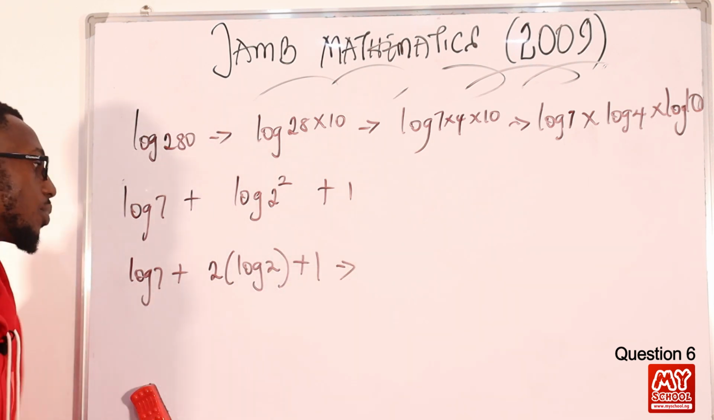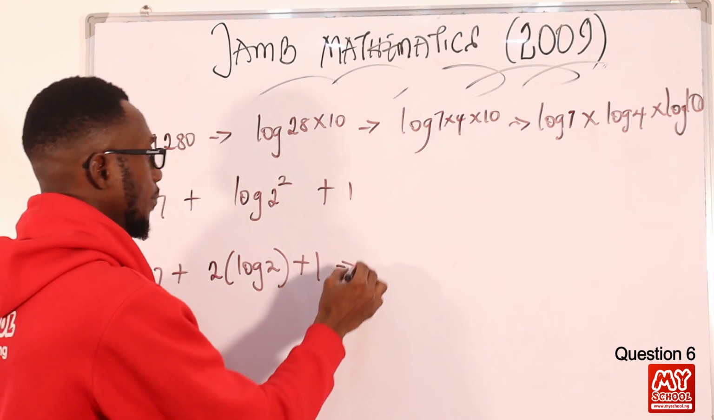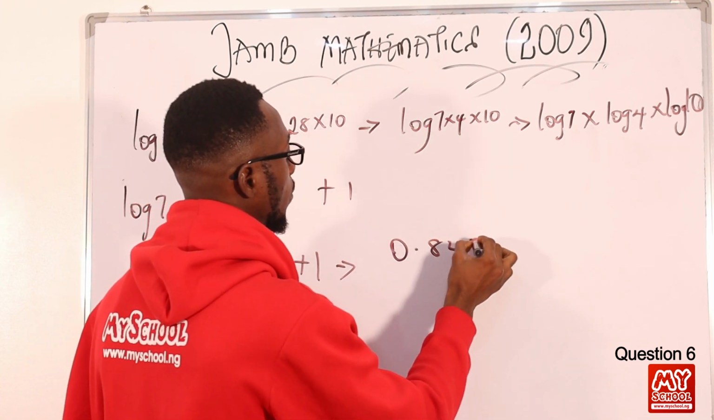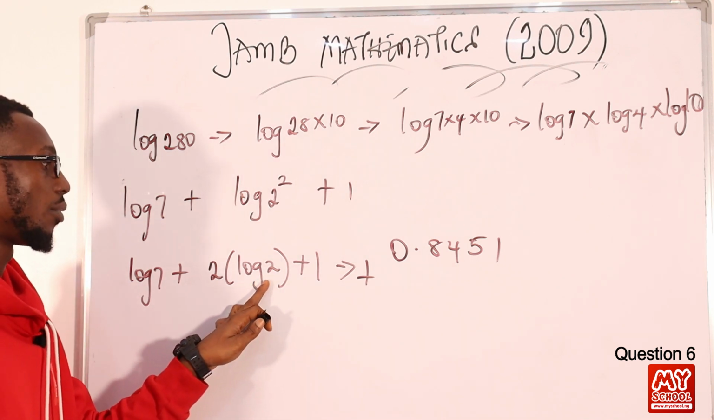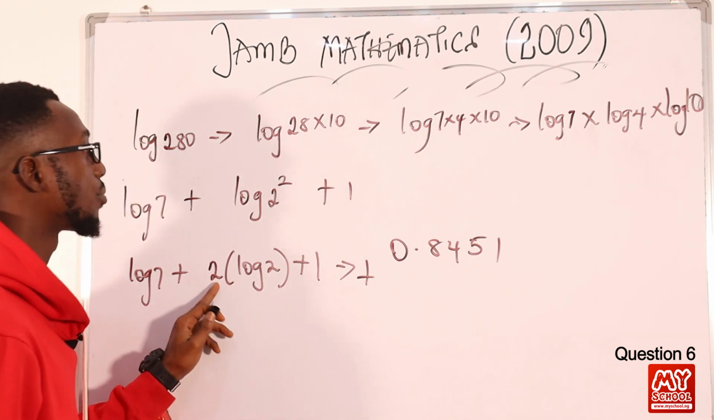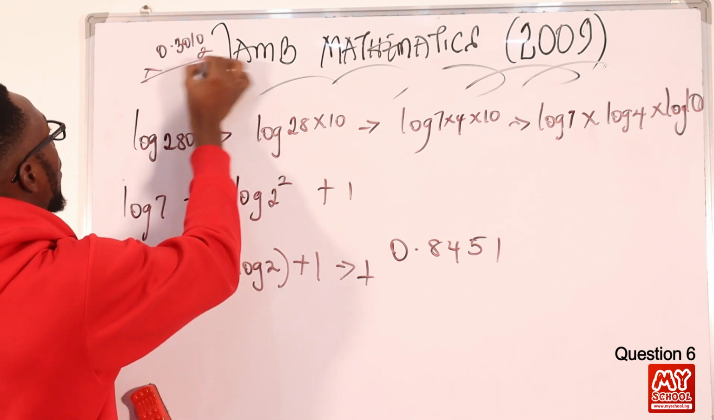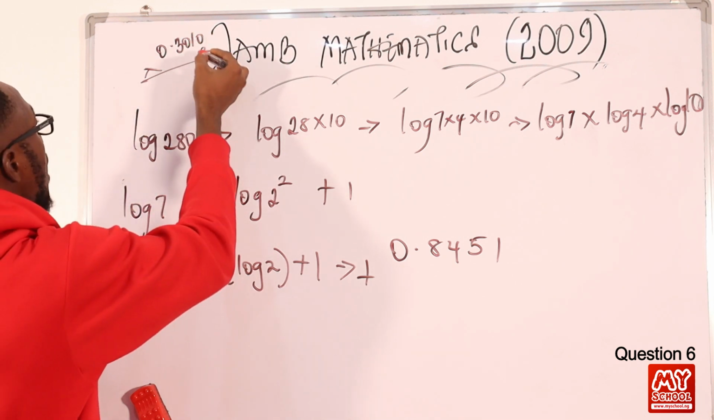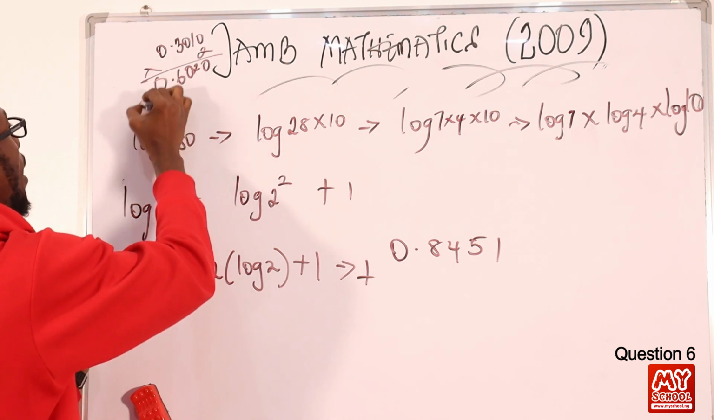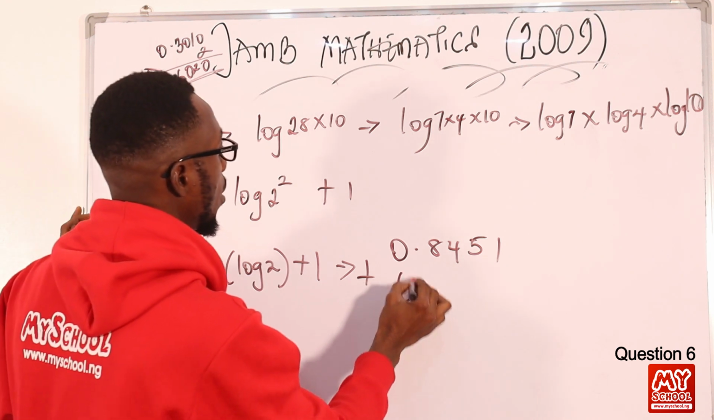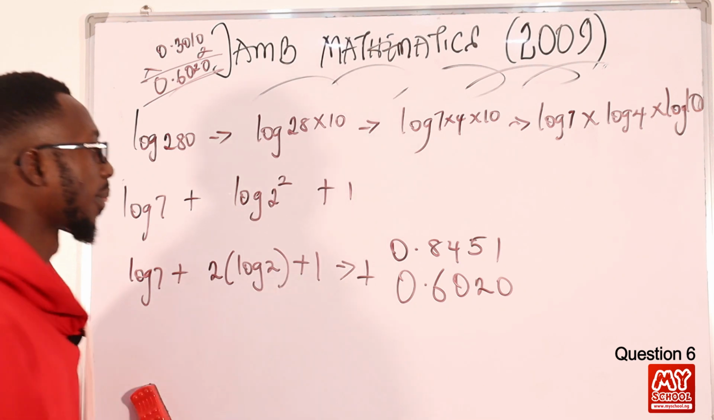All right, so let's put in the values. We are told that log 7 is actually 0.8451. When we add the 2 times log 2, which is 0.3010. So if I have 0.3010 times 2, you can use your calculator to get that faster. So 2 times 0, I have 0. 2 times 1, I have 2. 2 times 0, I have 0. 2 times 3, I have 6. So I should have 0.6020, then 1.